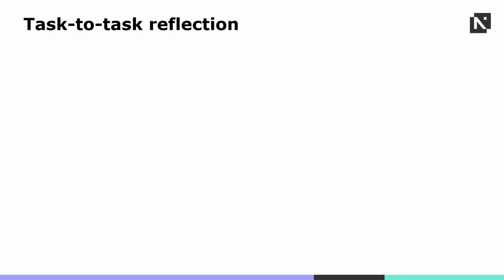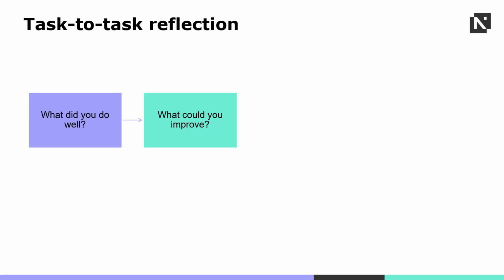Now let's look at how students can reflect task by task in the ESP. Let's walk them through some prompts that you could use step by step. What did you do well? Begin by identifying successes. This helps students recognise their strengths and build confidence in their abilities. What could you improve? Encourage reflection on areas for improvement, which ensures a growth mindset and continuous learning.